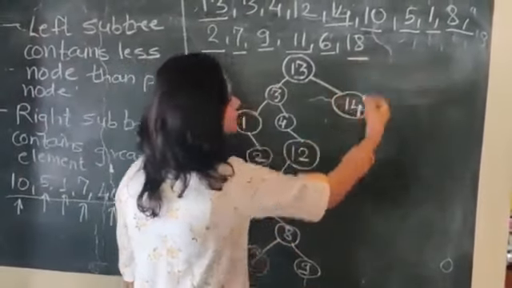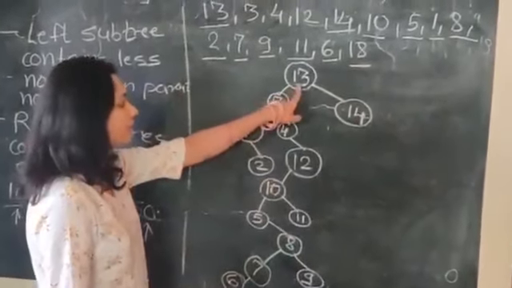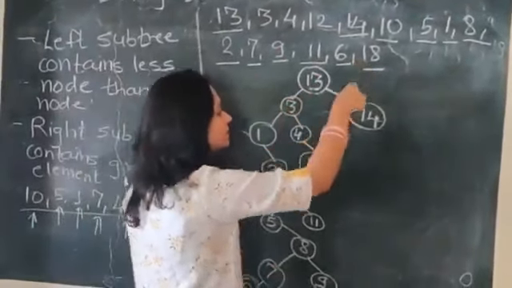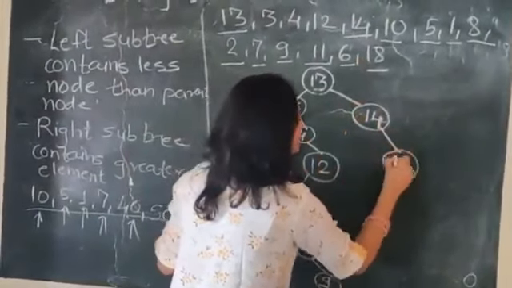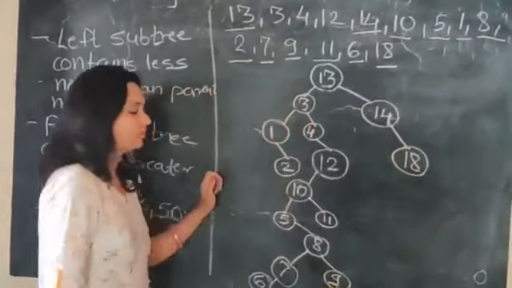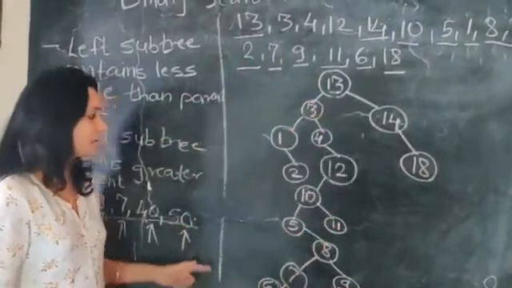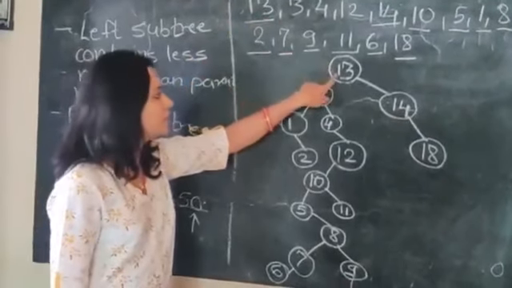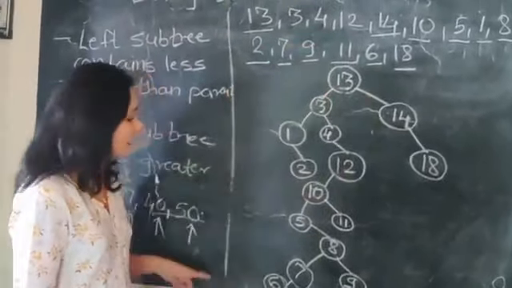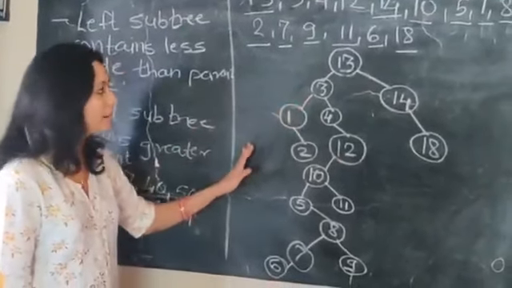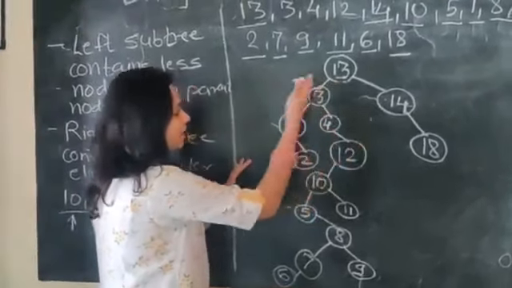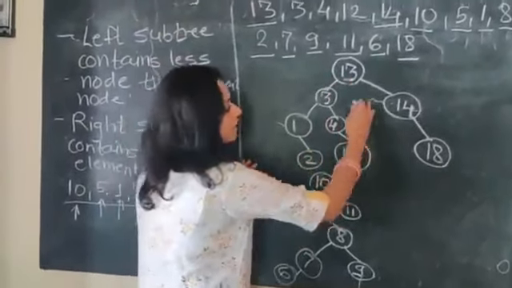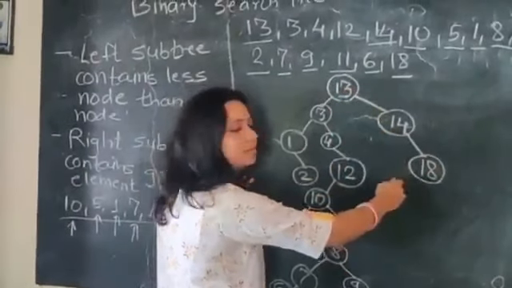And the last element is 18, which is greater than 13. So you will keep the last element at the right hand side. And 18 is greater than 14. So you will keep 18 at the right hand side of the tree. This is our binary search tree for this particular example, where the first node is your root node and the rest of the nodes are constructed by doing the comparison in such a way that left hand side tree's elements are all less than the root node, and right hand tree's elements are all greater than the root node.